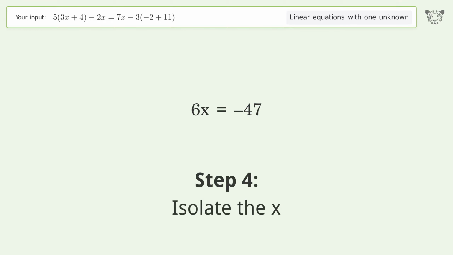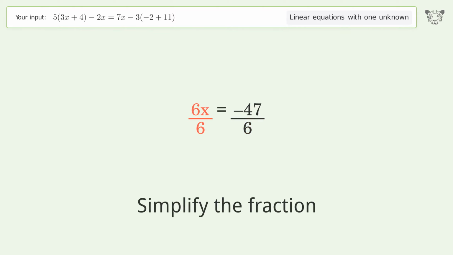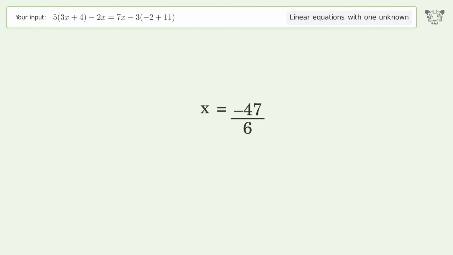Isolate the x. Divide both sides by 6. Simplify the fraction. And so the final result is x equals -47/6.